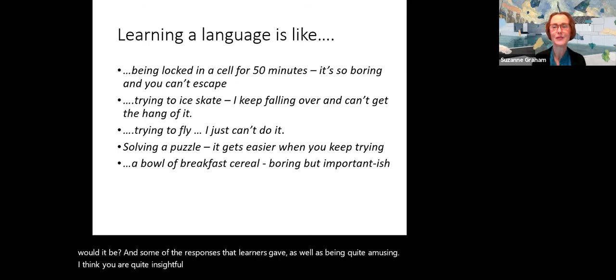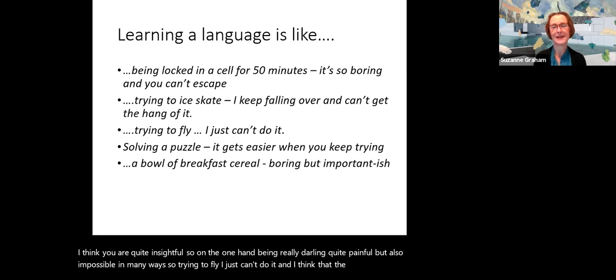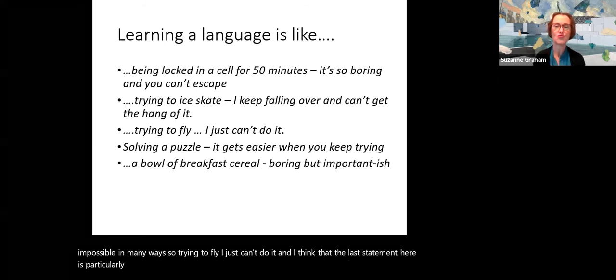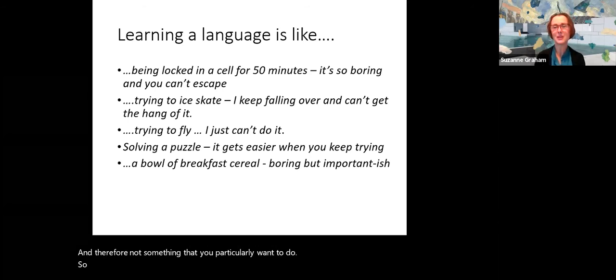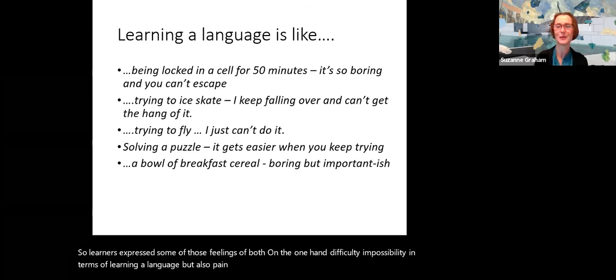So on the one hand, being really dull and quite painful, but also impossible in many ways. So, trying to fly: I just can't do it. And I think that the last statement here is particularly pertinent, that this person realizes that learning a language is important, like eating a bowl of breakfast cereal, but it is kind of stodgy and, you know, monotonous. It's what you do every day, and therefore not something that you particularly want to do. So learners express some of those feelings of both, on the one hand, difficulty and impossibility in terms of learning a language, but also pain and monotony, not the place we would want them to be.